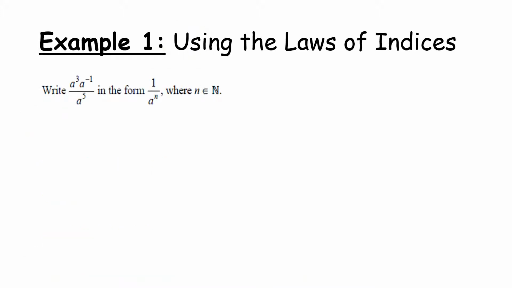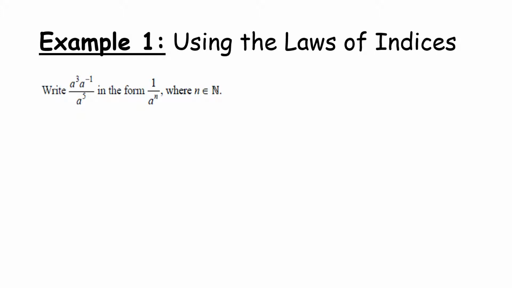So let's get into some examples of using the laws of indices which we just worked with. Write a to the power of 3 times a to the power of minus 1 all over a to the power of 5 in the form 1 over a to the power of n, where n is a natural number, and that means it's going to be a positive whole number.